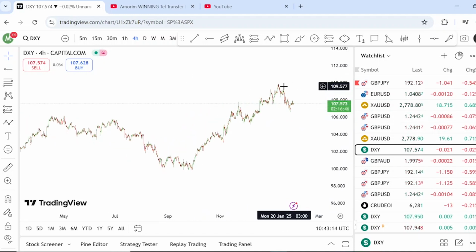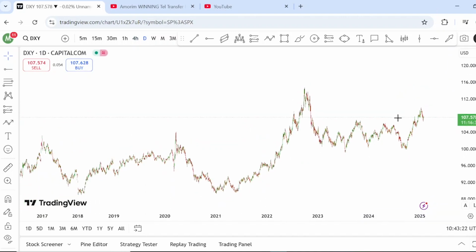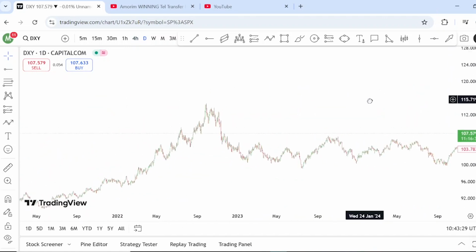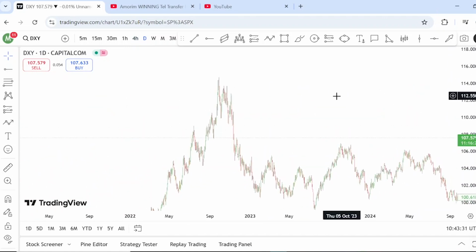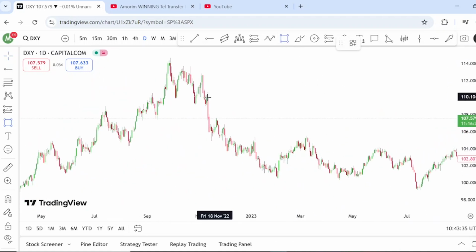The dollar from last year has been moving up. So let's start from the higher time frame, the daily time frame. From last year, we predicted the dollar to move until we target this area. Let me show you. Until we target at least this area.